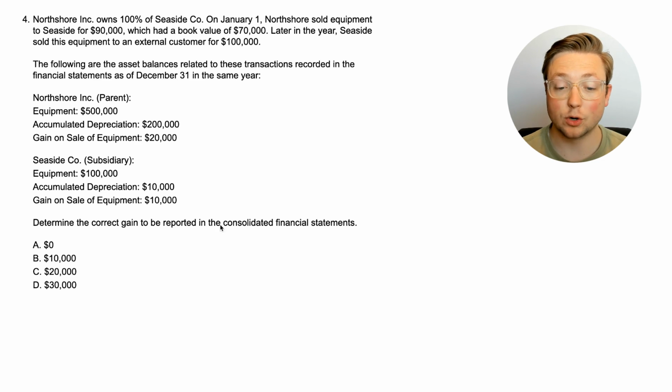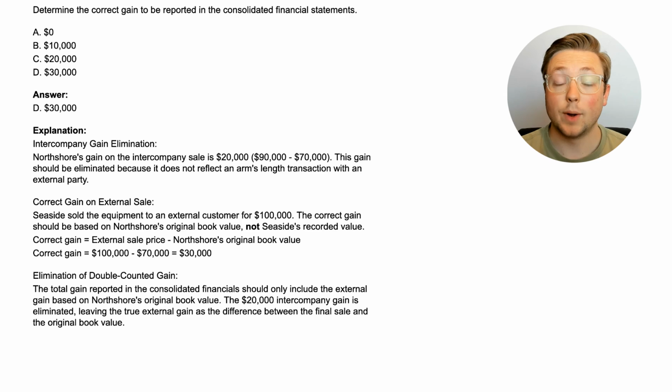Now we have to determine the correct gain to be reported in the consolidated financial statements. So there's some gains happening here from them selling intercompany and also selling to an external customer. How much of this is going to be included in the consolidated financial statements? You could probably figure this out if you just think about it for a second. So go ahead, pause the video and do the calculation yourself. And when you're ready, come back, we'll look at it together.